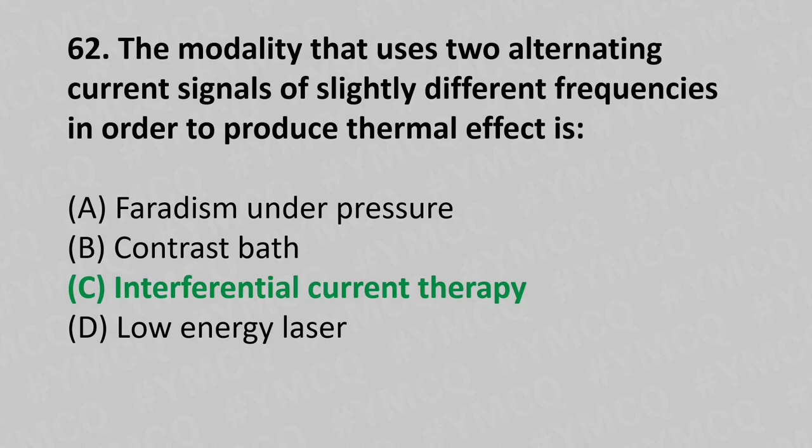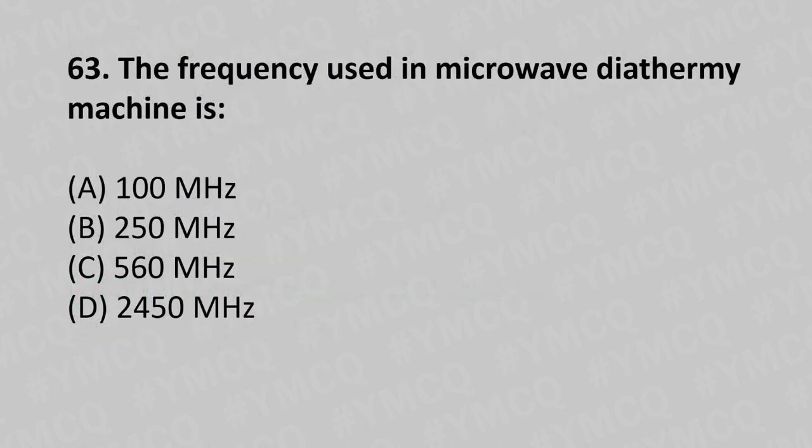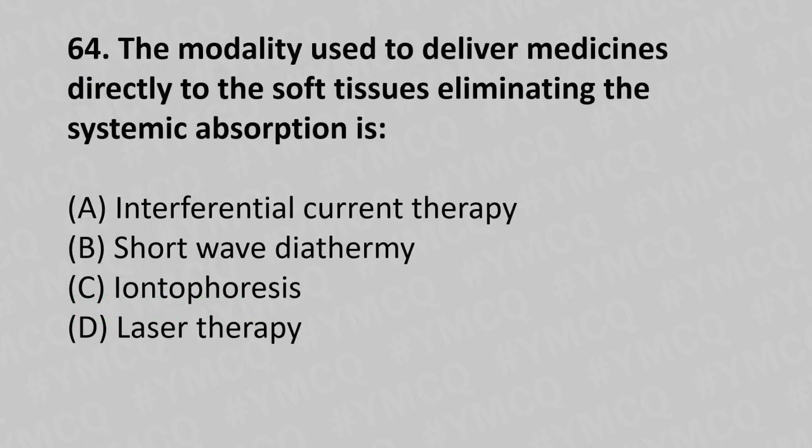Moving to our 63rd question, the frequency used in microwave diathermy machine is Option A, 100 MHz. Option B, 250 MHz. Option C, 560 MHz. Option D, 2450 MHz. And the answer is Option D, 2450 MHz.